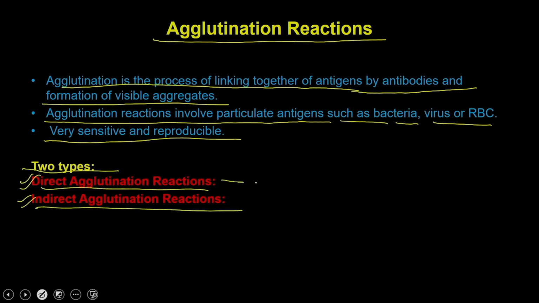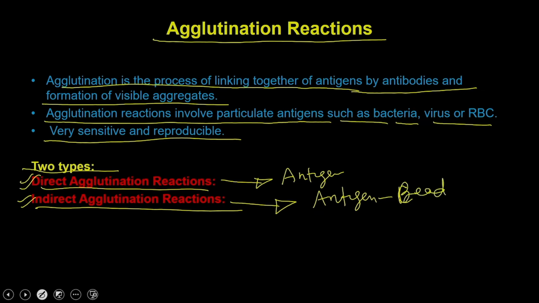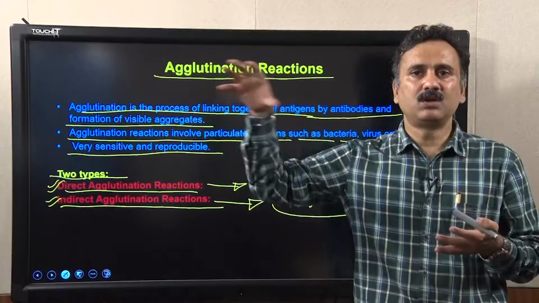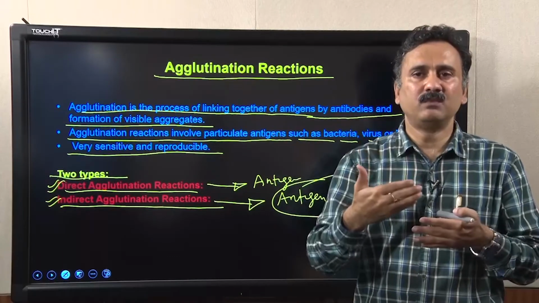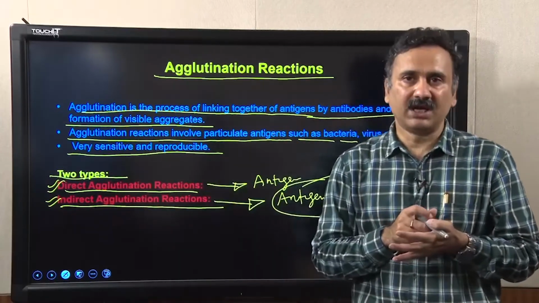In the direct agglutination reactions, you are going to use the antigen as such, whereas in the indirect agglutination reactions you are going to have the antigens coupled to a bead or some support media, so that it forms a particulate antigen. This means that if the antigen is soluble, you can make it insoluble simply by coupling it to latex beads or amine beads or some cell, so that it becomes insoluble, and then you can perform the indirect agglutination reactions.